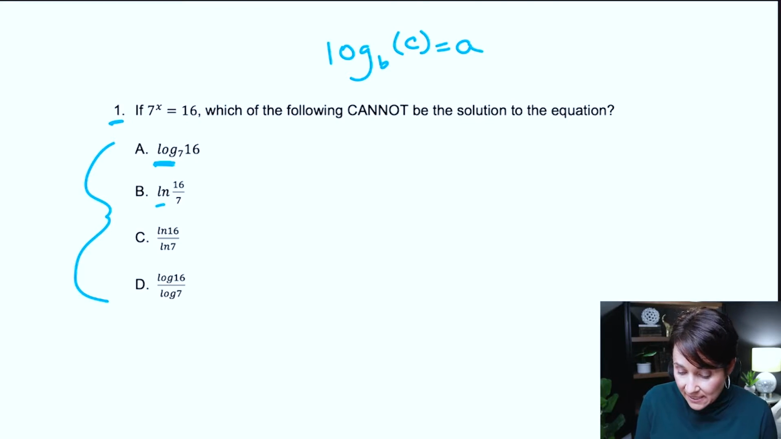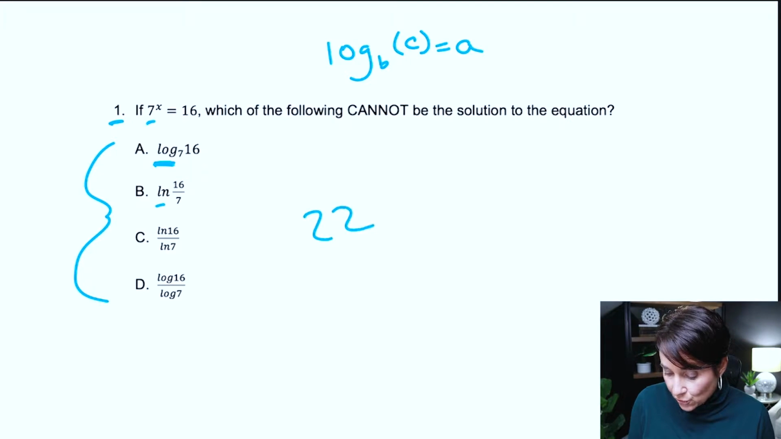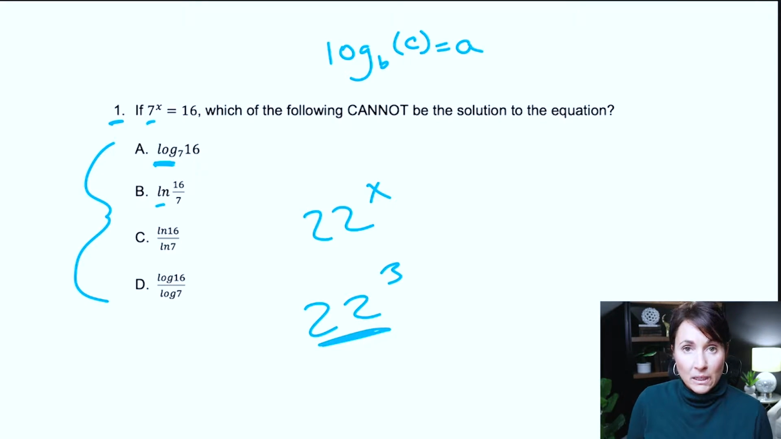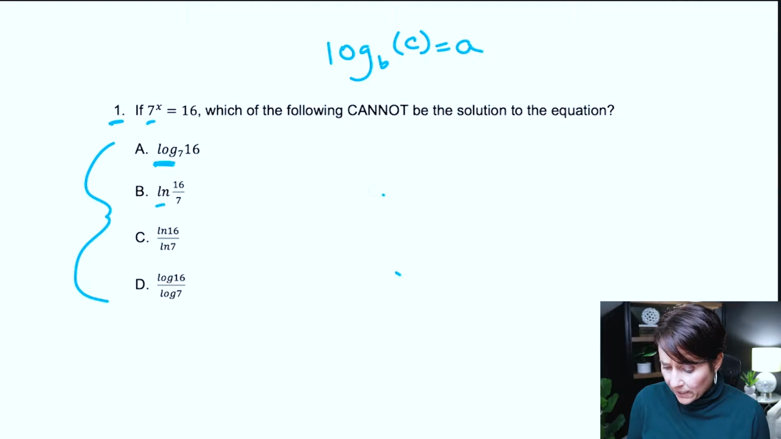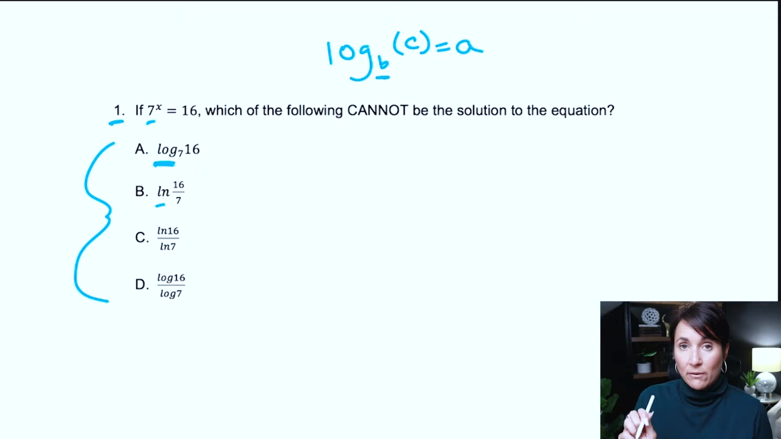Now, the base is the base of the exponent. So in this case, 7 is the base. If this were 22 to the x or 22 to the third, the base is going to be 22. It's that base number below the exponent. Now, if there is no base with logarithms, the base is implied to always be 10. But in this case, we do have a base of 7.